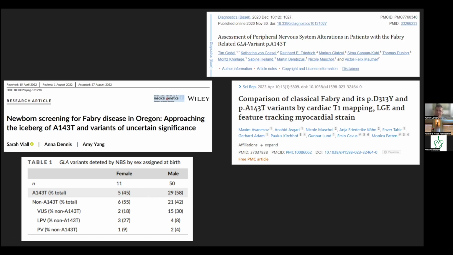There's a lot of work going on right now in terms of how that mutation behaves in terms of clinical manifestations. But it takes really subtle evaluations, things like cardiac T1 mapping, LGE, and feature tracking myocardial strain, and also very subtle assessments of peripheral nerve function. So it's clear that this mutation behaves in a multifactorial way as kind of a risk factor for some pretty late onset manifestations that aren't really consistent with classic Fabry disease. So that's another case where this genotype-phenotype correlation becomes really important in terms of follow-up once you've implemented newborn screening for a particular condition.